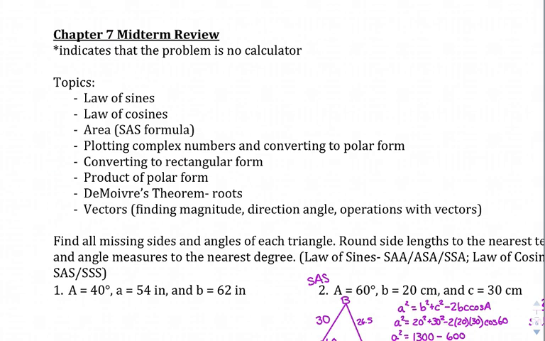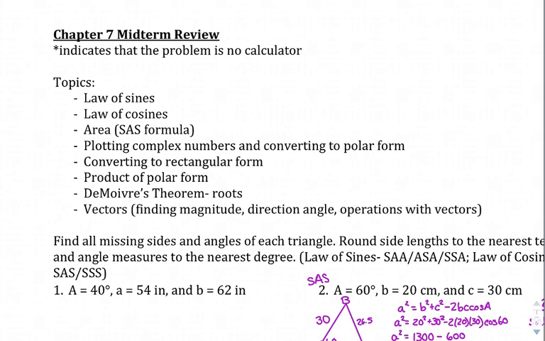Chapter 7 is one of our lengthier chapters, so our topics list is a little bit bigger. Just to remind you, anything with a star is a no calculator problem. So in Chapter 7 we covered law of sines, law of cosines, and then area, and I'm only going to focus on the side angle side formula, so you don't have to worry about Heron's formula. And remember, those all had to do with triangles.